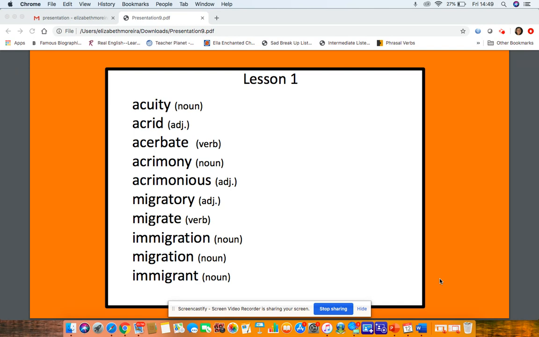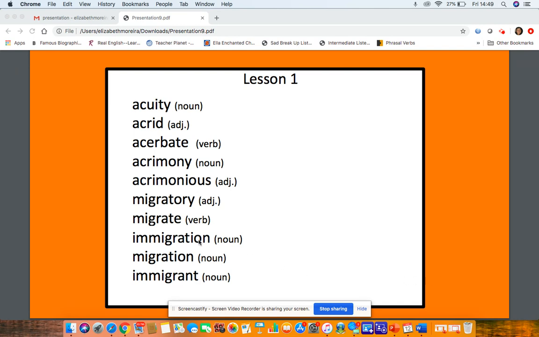The next word, migratory, is an adjective, and it describes regularly moving from one place to another. We think of birds that move seasonally, but we can also use it with people who are seeking work. The seventh word is migrate, which is a verb. It means to move from one place to another.